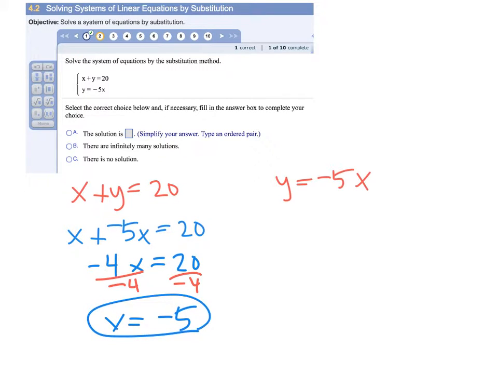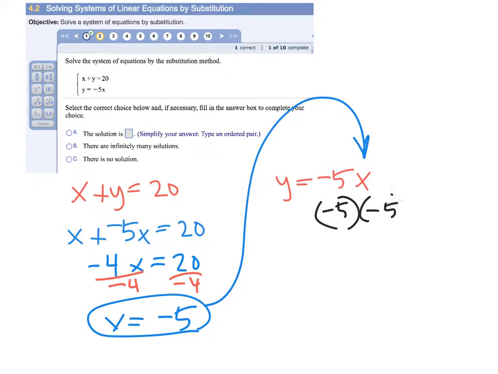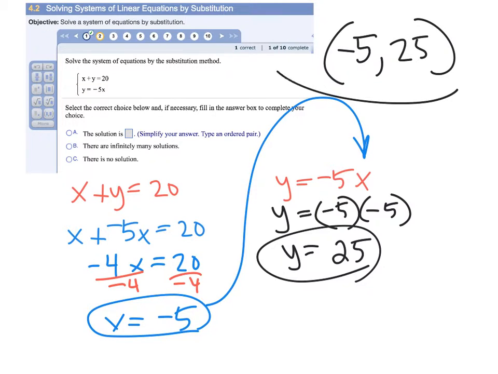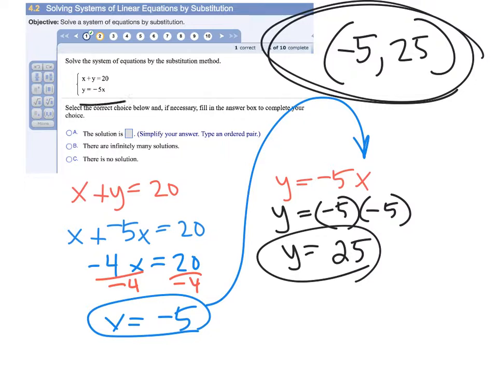Well, now that we know that x is equal to negative 5, we could insert it over here. We end up with negative 5 times negative 5 is equal to our y. So y is equal to 25, and so that is your ordered pair, (negative 5, 25), and that right there is where these two lines intersect.